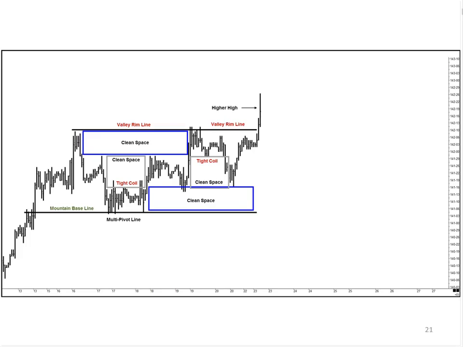So here it is now with the bars back on. And you can see the mountain baseline is in control. What does that tell you? Even here, we tried to break back in the clean space down here. Even here, we're in control. What's in control? Are the buyers in control or sellers in control in this market? Think about it.